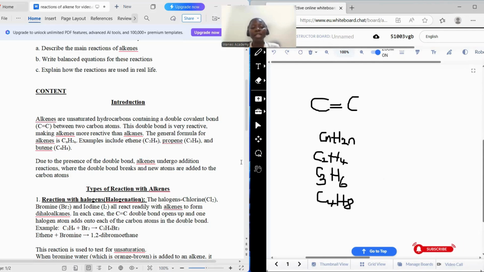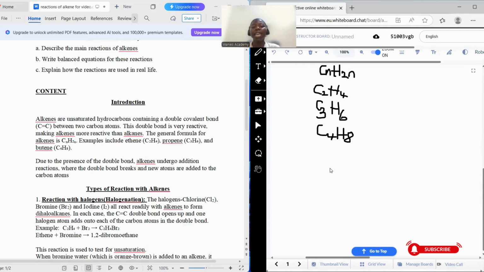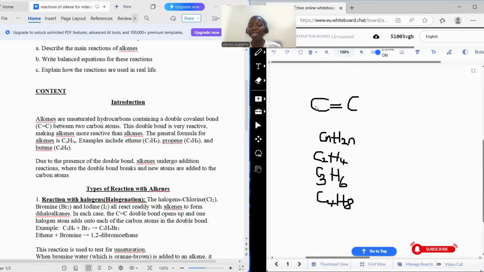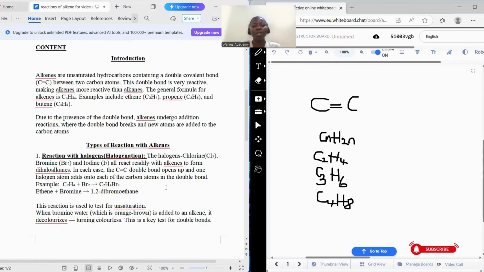Due to the presence of the double bond in alkenes, they undergo addition reactions. When we say addition reactions, this is where the double bond breaks open and new atoms are attached to the carbon atoms. So the double bond breaks open, which makes it possible for another atom to attach to this carbon atom. So let's look at the types of reactions of alkenes.